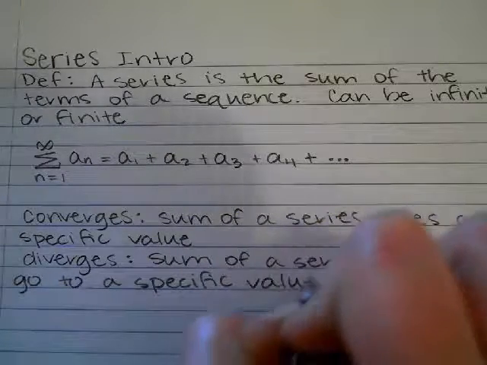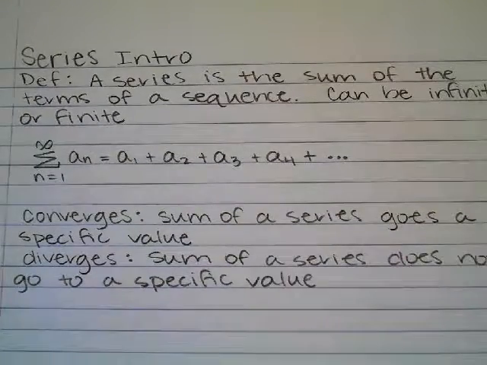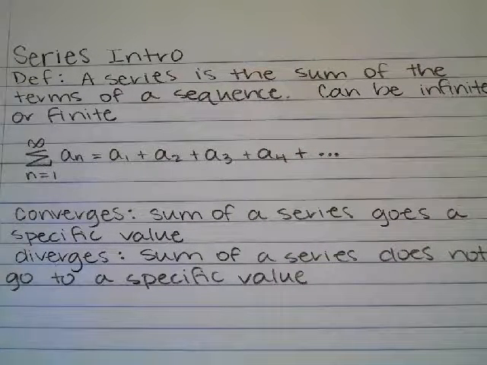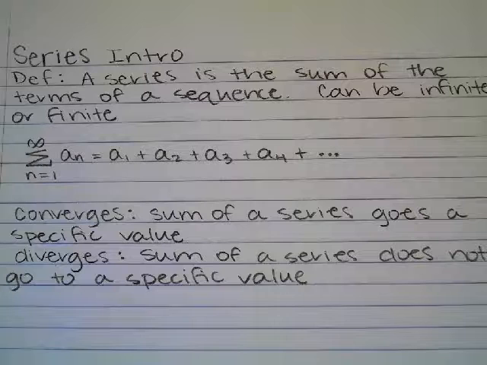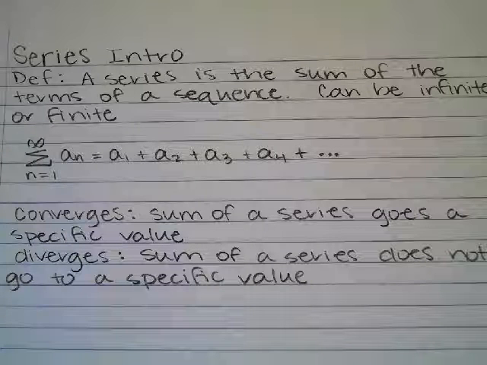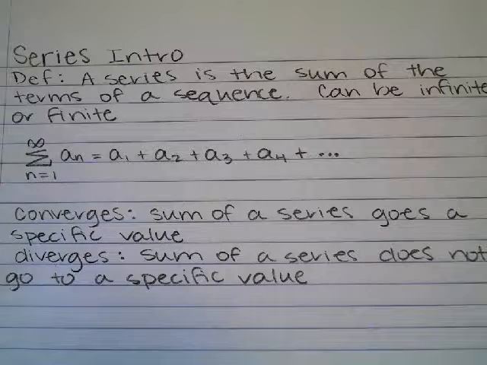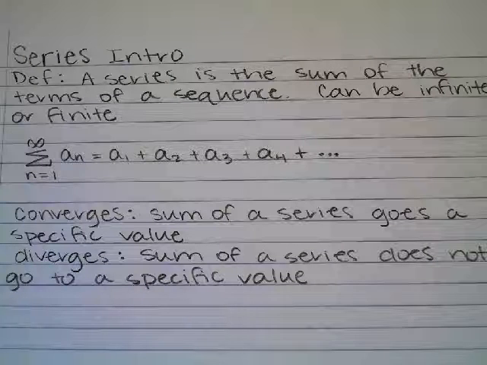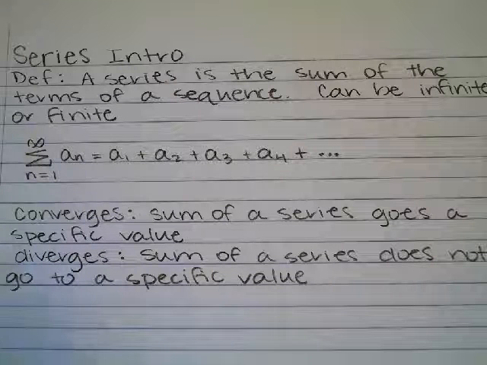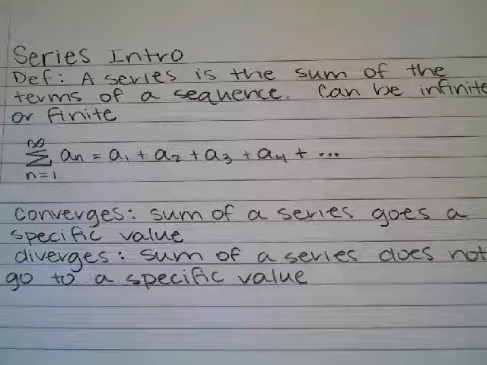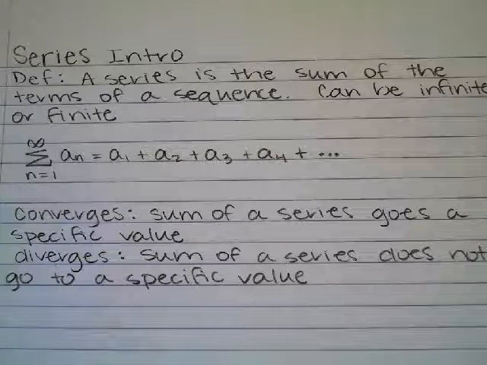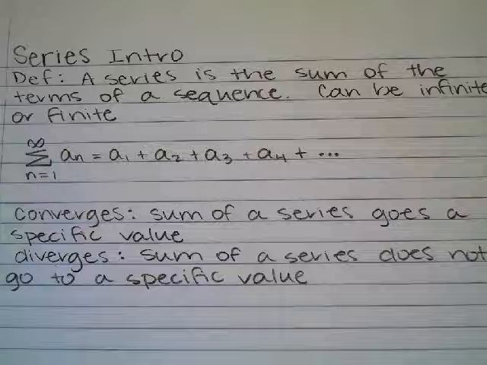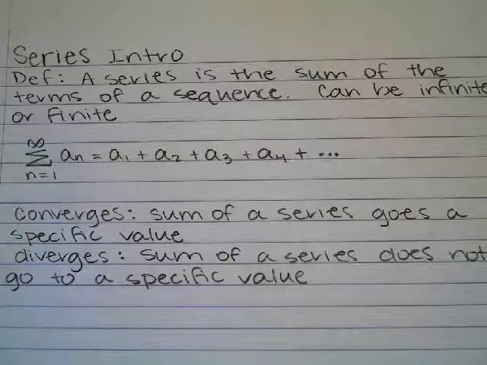So the idea of convergence and divergence is the same idea as with a sequence. But when we were talking about sequences, we were saying the terms were getting closer and closer to a number. Now we're talking about the sums. As you add those terms together, it's getting closer and closer to a specific sum instead of getting closer and closer to a specific number as you wrote out the terms. Okay?